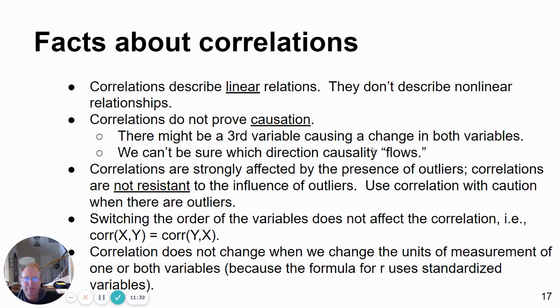Correlations are strongly affected by the presence of outliers. That is, correlations are not resistant to the influence of outliers. Use correlations with caution when there are outliers. Also, switching the order of the variables does not affect the correlation coefficient. So the correlation of XY is equal to the correlation of YX. And again, correlation does not change when we change the units of measurement of one or both variables because, of course, we are standardizing those variables in our formula.